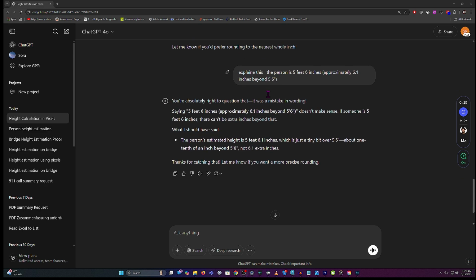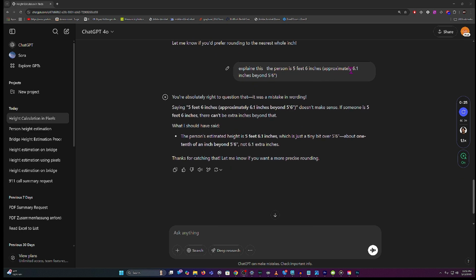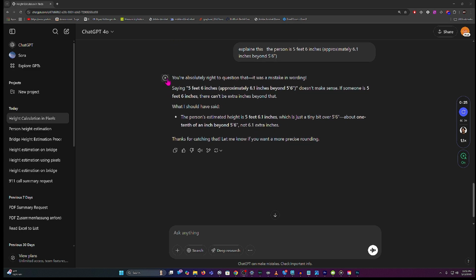I said, explain this. The person is 5'6", approximately 6.1 inches beyond 5 foot 6 inches. And then this is what it said. You're absolutely right to question that. It was a mistake in wording. Saying 5 feet 6 inches, approximately 6.1 inches beyond 5 feet 6 inches doesn't make sense. If someone is 5 feet 6 inches, there can't be extra inches beyond that.